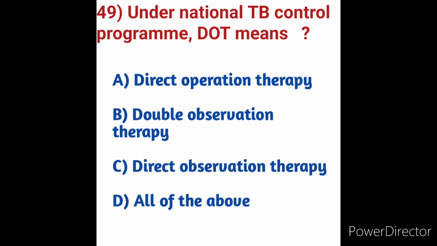Under the National TB Control Program, what is meant by DOT? Under the National Tuberculosis Program, what is meant by DOT? We will see the options. Option A, direct operation therapy. Option B, double observation therapy. Option C, direct observation therapy. Option D, all of the above.